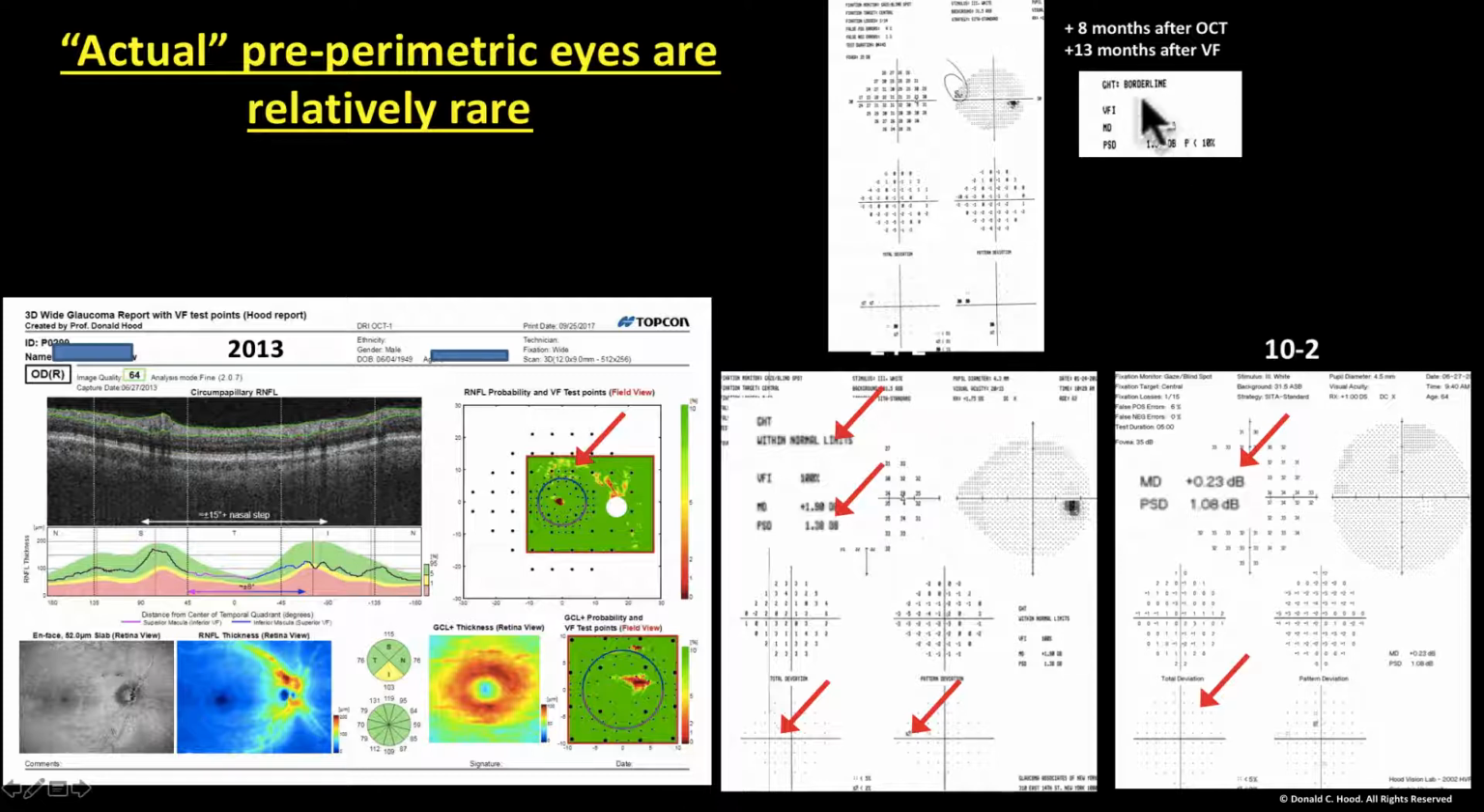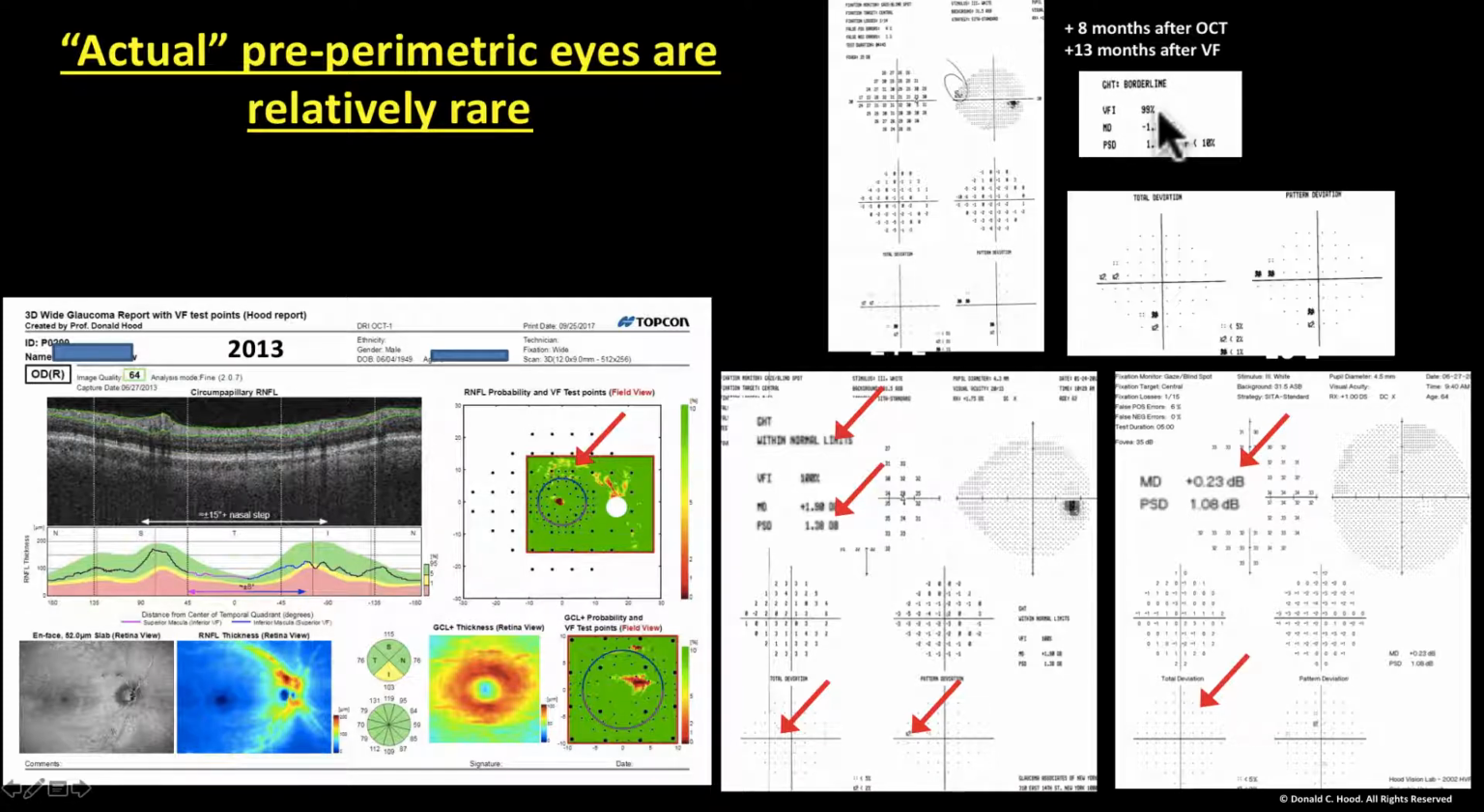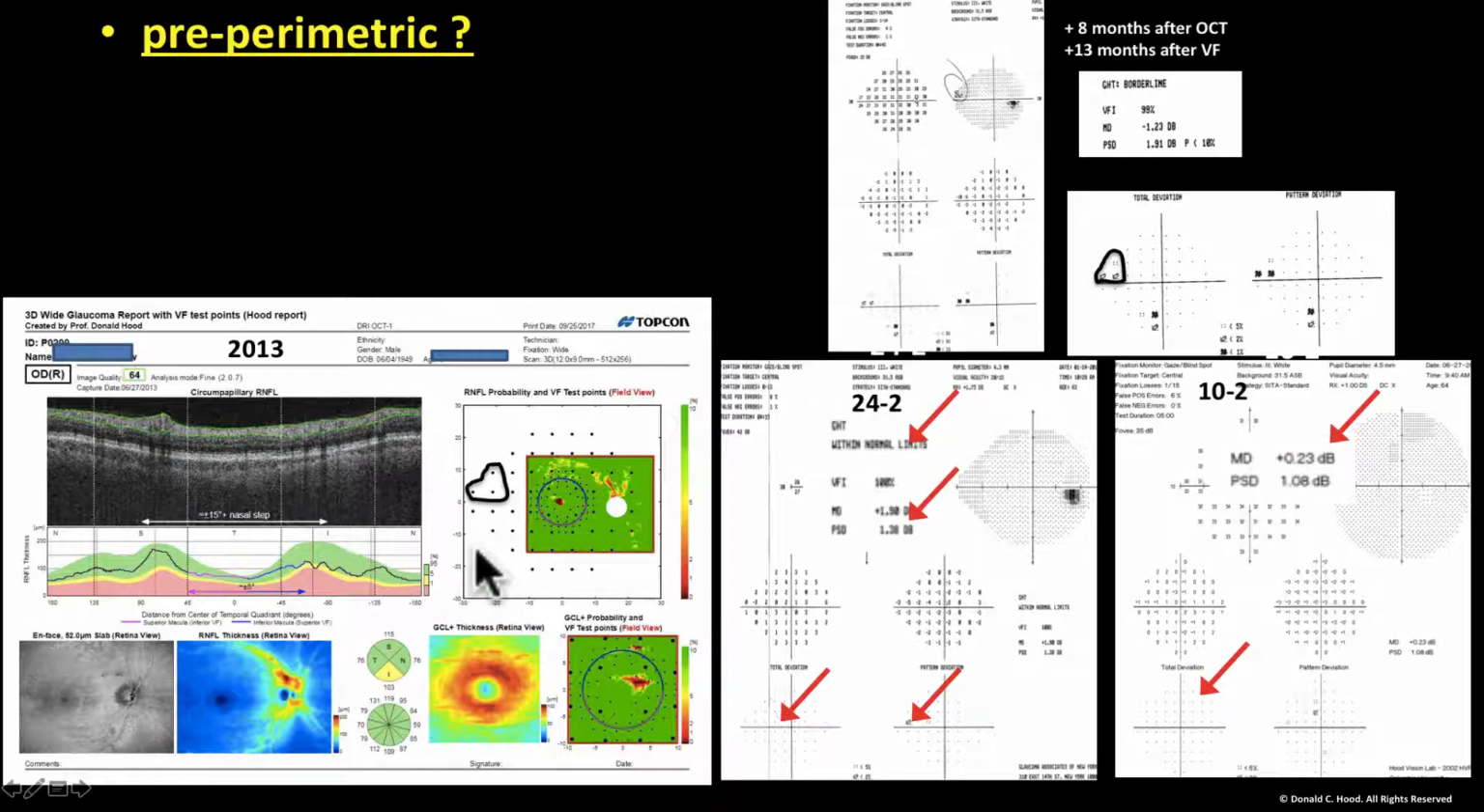You can see it's still normal by the metrics, but now there's a clear nasal step that corresponds to these points here. So we're picking up a defect here, which is borderline over here. So that you may or may not want to consider this pre-parametric. It just depends. You had to wait a little bit longer for the visual field, but this is really relatively rare.